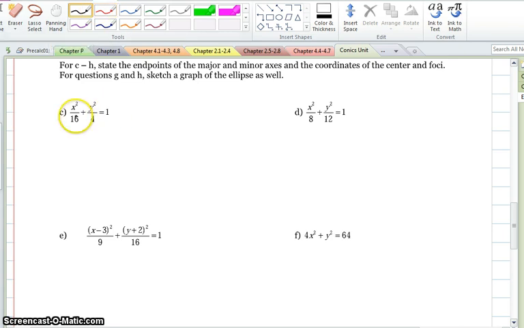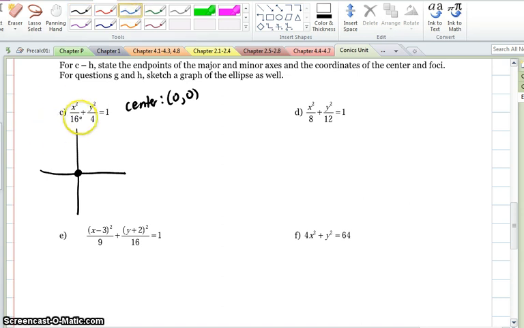So taking a look at C, we have x squared over 16 plus y squared over 4 equals 1. Definitely ellipse standard form that we talked about on the other page. So the first thing I'm going to do is find the center, which in this case, we have no h and k, so it'll be 0, 0. So let's plot our center at 0, 0.